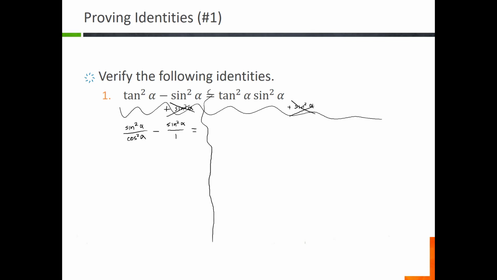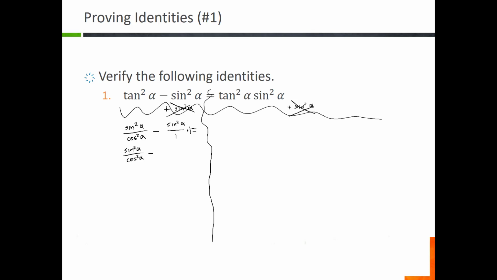So I'm trying to combine two fractions. I have a subtraction here. How do we subtract fractions from each other? We need a common denominator, which is going to be the cosine squared of alpha. So the first fraction we can just leave alone. So we have sine squared alpha over cosine squared alpha minus, so the second fraction has a 1 in the denominator. It needs a cosine squared.